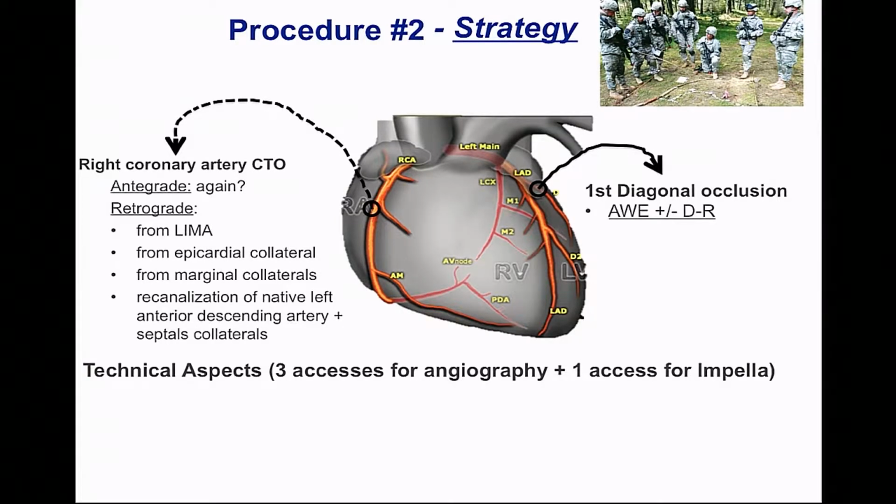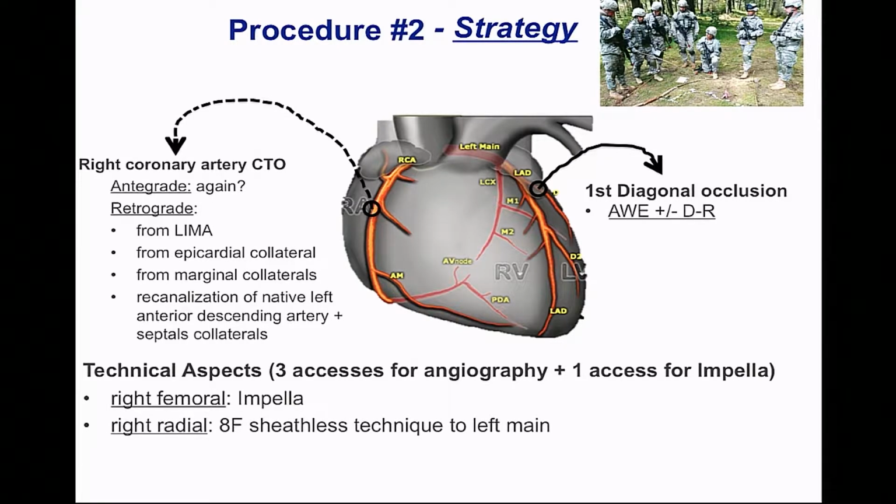For the technical aspects, we planned 3 access sites plus 1 for the Impella. So on the right femoral, we had the Impella. On the right radial, we did an 8-French sheathless technique to the left system.